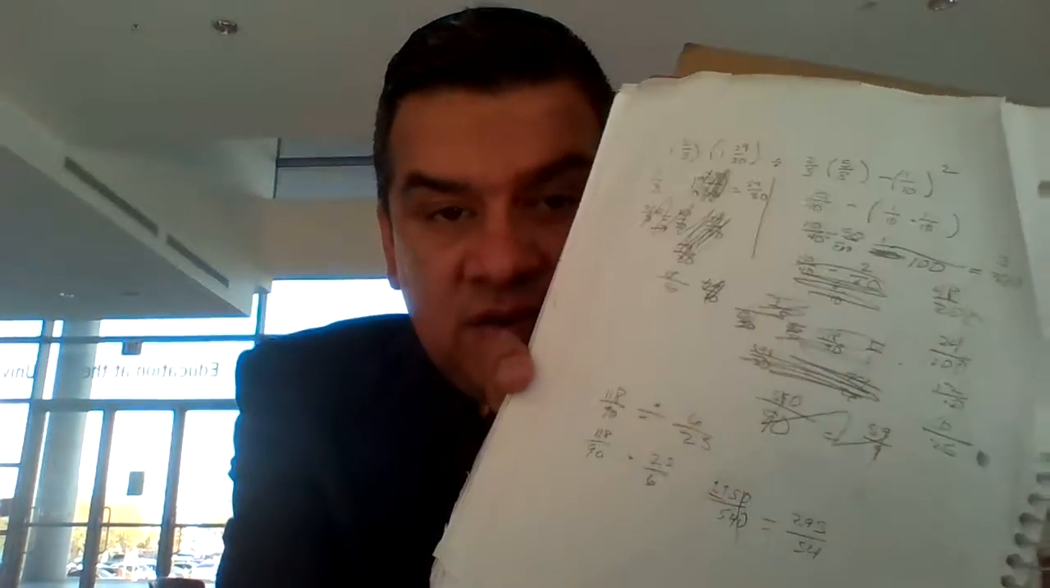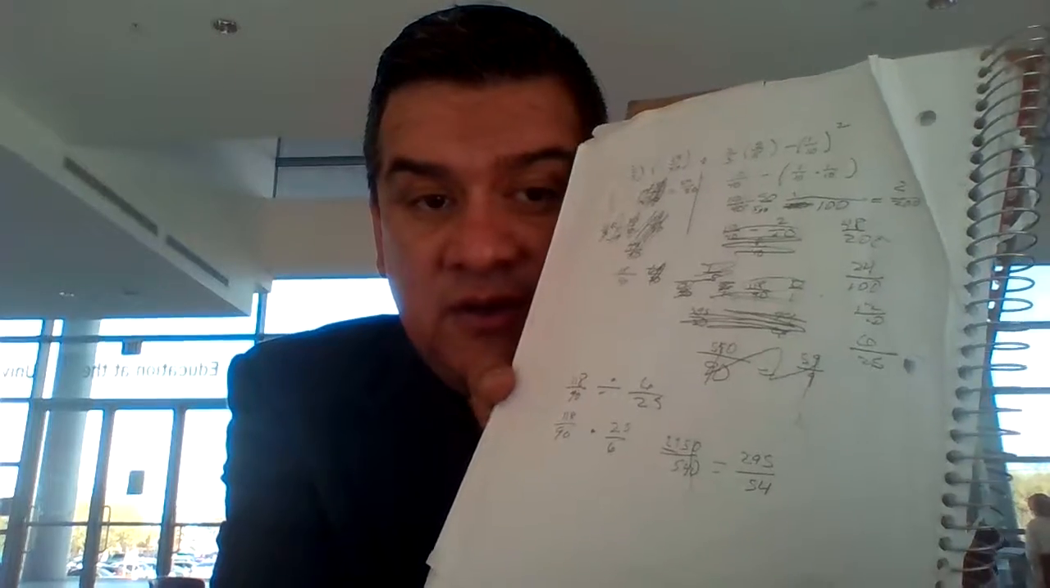But most importantly, because you just want an answer for your homework, 295 over 54. And like I said, work out if you could reduce that and turn it into a proper fraction.